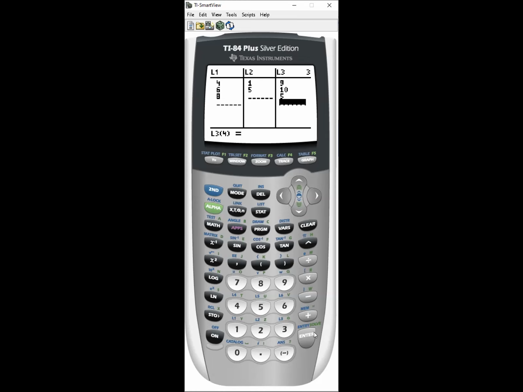Can ANOVA tell you exactly which one is different? No. It can tell you that at least one of them is different, but in order to determine which ones are different, we need something called a post-hoc test. I showed you last time using SPSS.